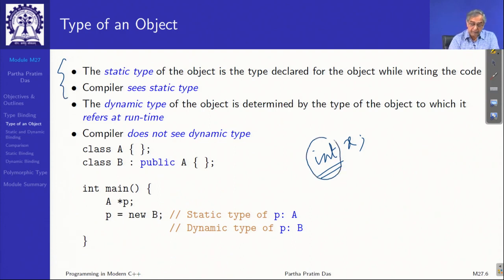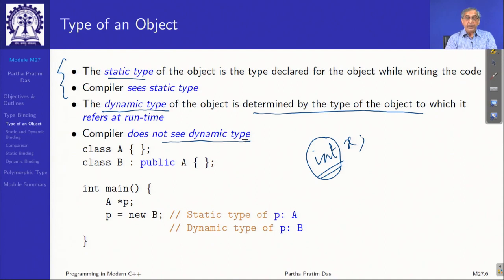So, everything is primarily around this type that you have, which is known as the static type, the type that you have declared an object with, and the compiler sees this type. In contrast, we also have a dynamic type, which may not be what you have declared that object for, but it is the type of the object that it actually exists as or refers to at runtime. Since it is at runtime, the compiler does not see the dynamic type. So, here I have a very small example to illustrate this.